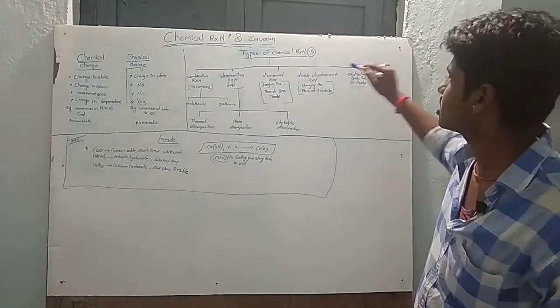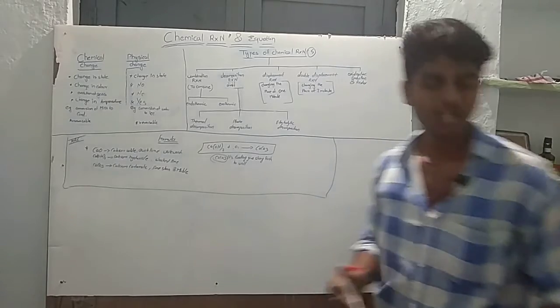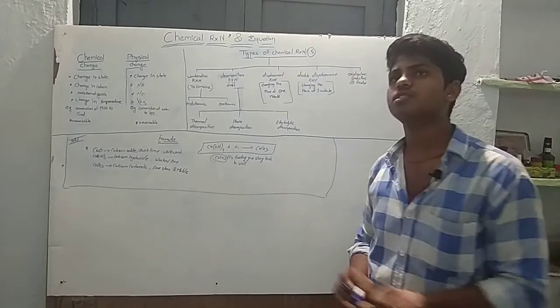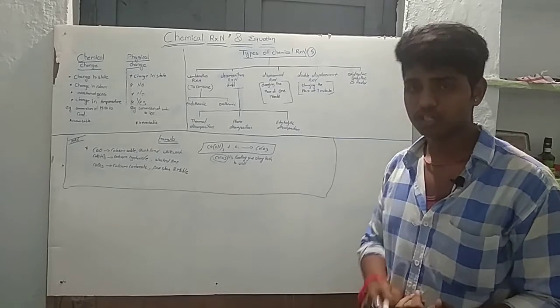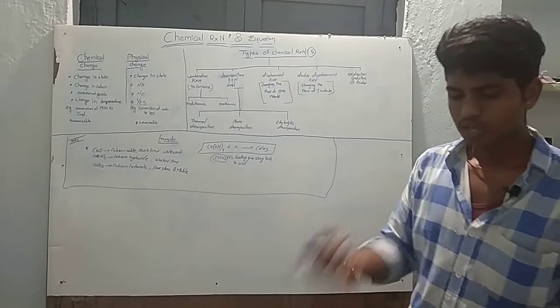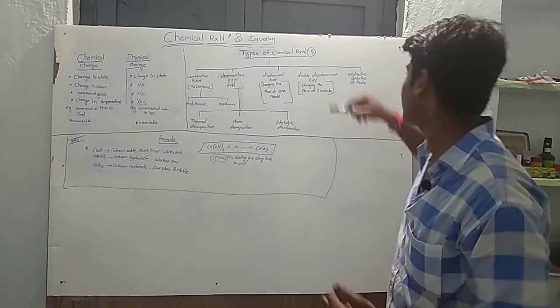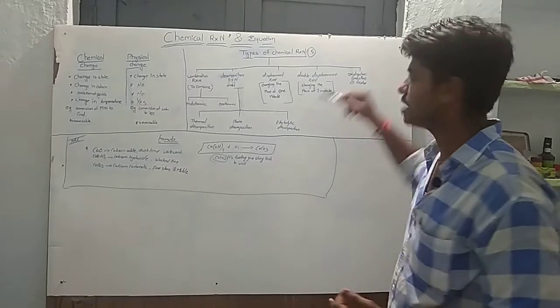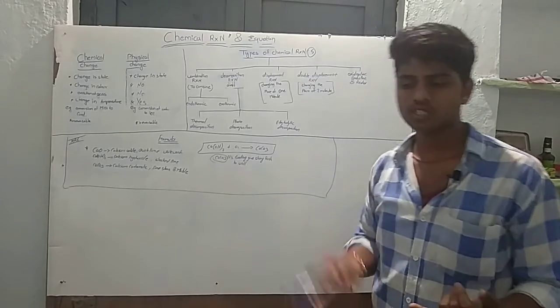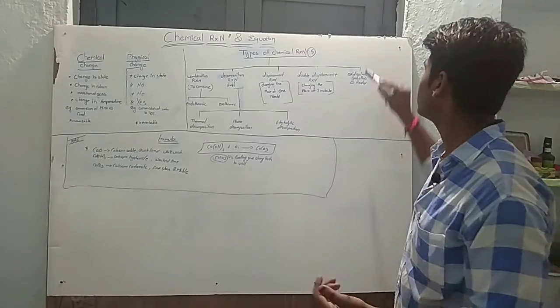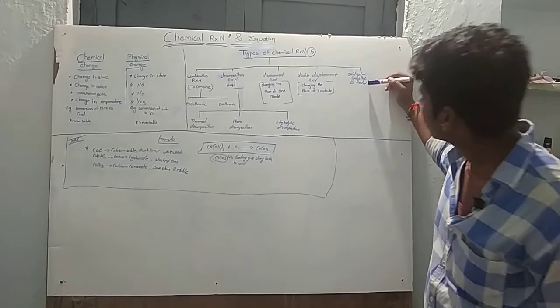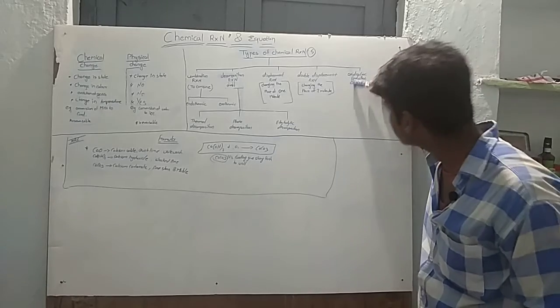And last is oxidation and reduction. Oxidation is simple, you can easily learn that. Oxidation means the adding of oxygen or removal of hydrogen, and in a reduction reaction the removal of oxygen or addition of hydrogen is known as reduction reaction. And when oxidation and reduction occur simultaneously, that is called a redox reaction.